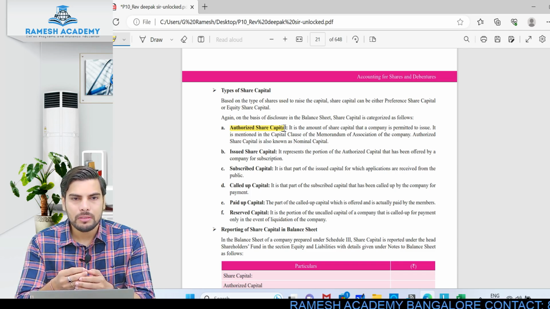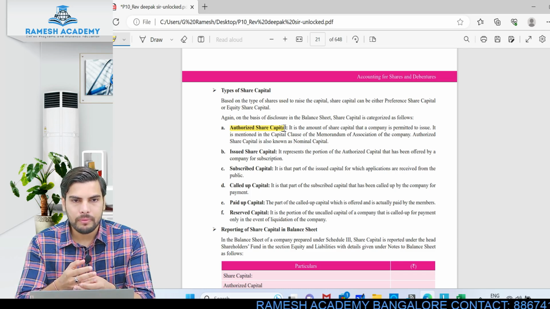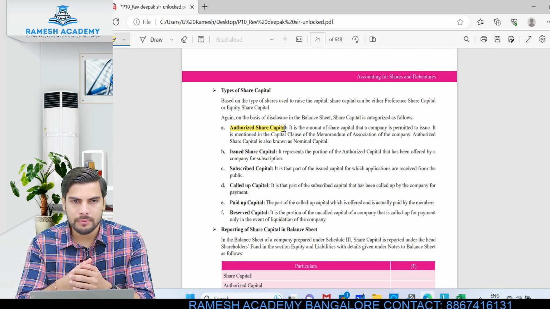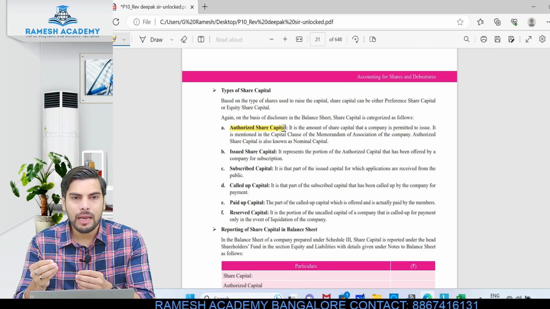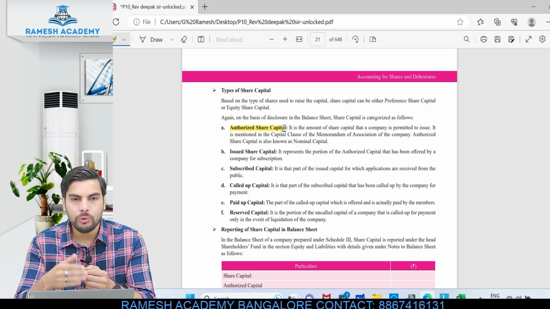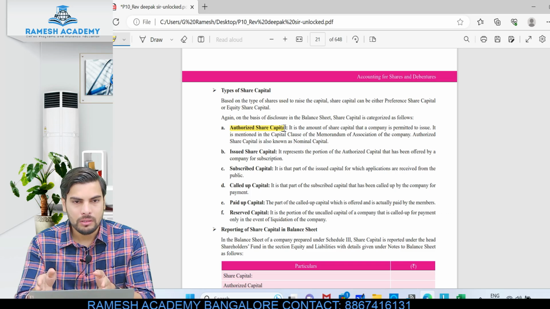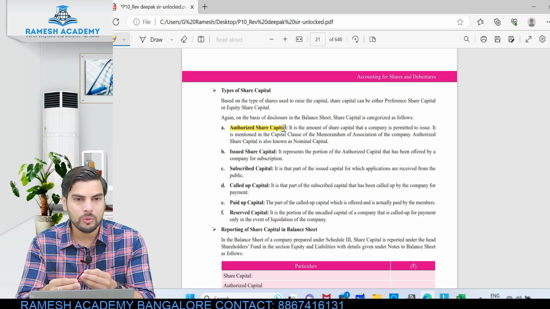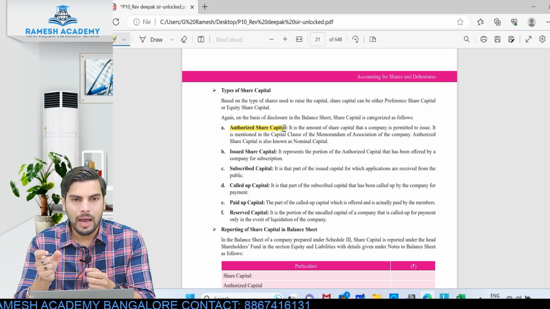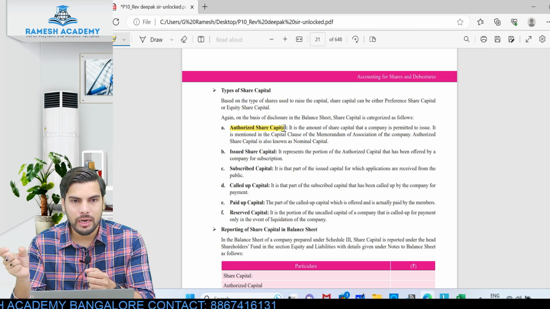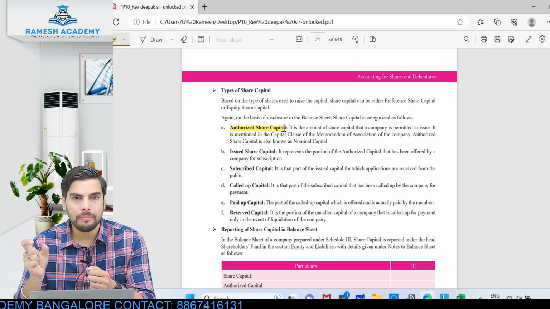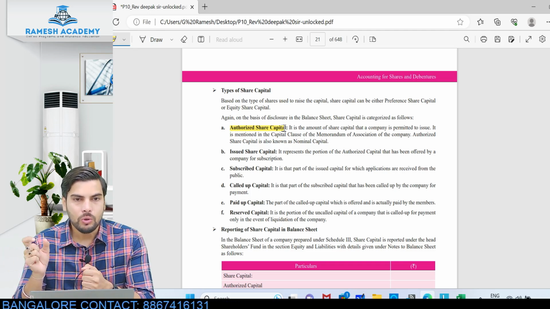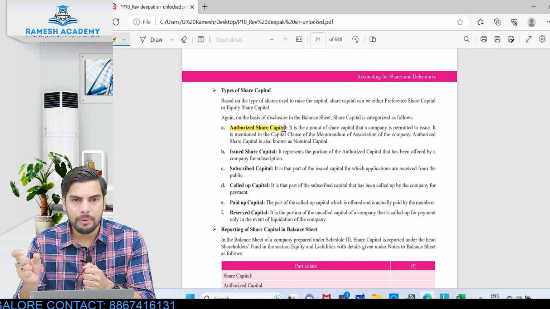This is nothing but the maximum amount which the company is authorized to raise. So the company has got authority to issue only to the extent of this much share capital. So the company can raise funds maximum to the extent of this much. As the very name suggests, authorized share capital, they're talking about some authority. So this is the maximum capital which the company can raise.